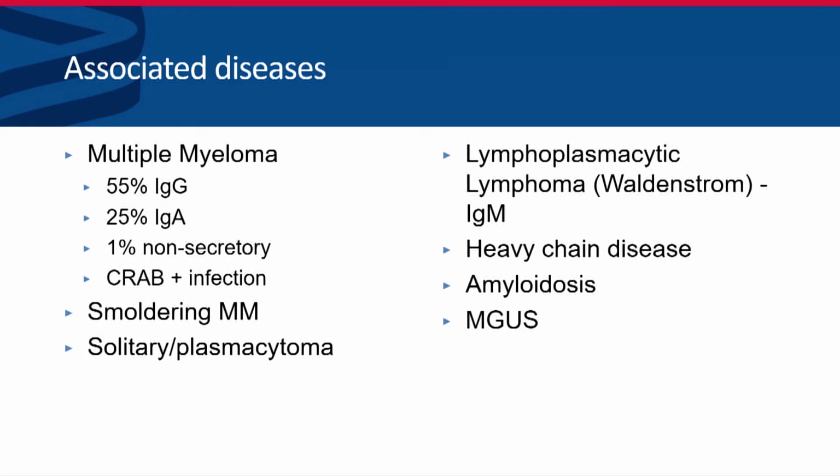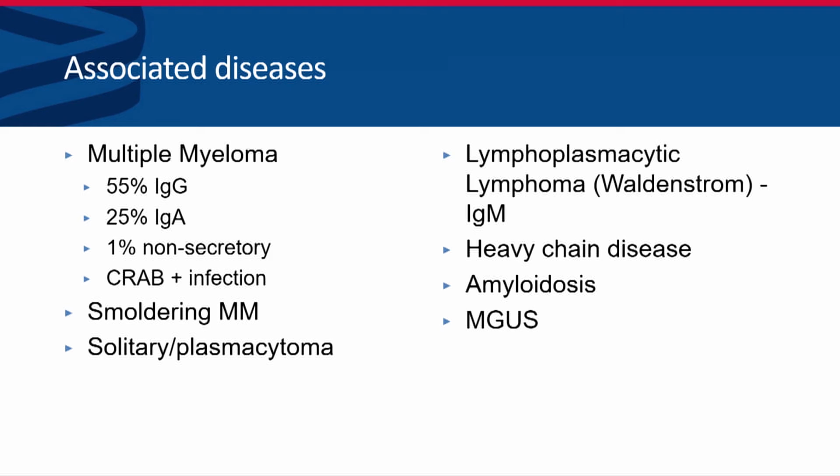So smoldering myeloma. Multiple myeloma hits the diagnostic criteria of greater than 10% plasma cells in your bone marrow, usually has greater than 30 grams per litre in serum electrophoresis. Smoldering myeloma fits that diagnostic criteria, but they don't have any symptoms. So now they progress.